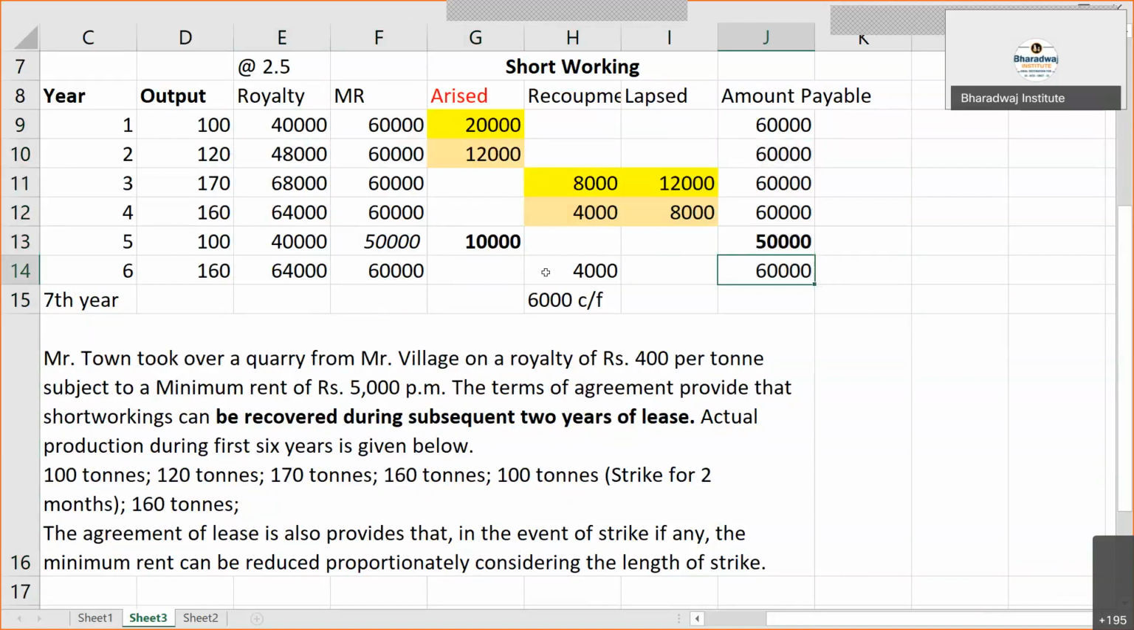There is no entry for 6,000. It's a ledger balance, like a debtors balance. For a closing balance, there is no journal entry. Closing balance is uncollected, and that will be subsequently collected. We'll see while preparing ledger accounts. You'll understand.